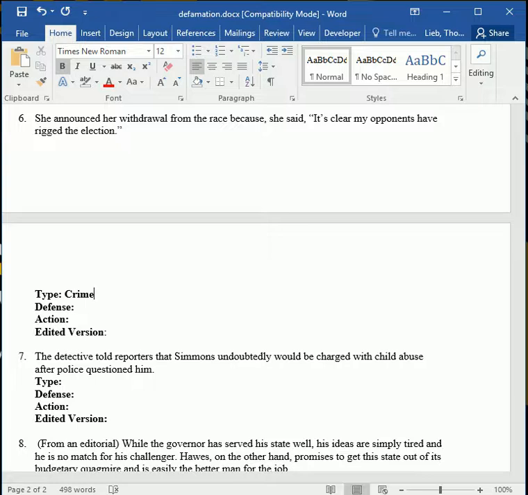And we see crime. Has there been an official charge? No. Can we use opinion and fair comment? No, because it's not an opinion. It's a factual charge. So none.